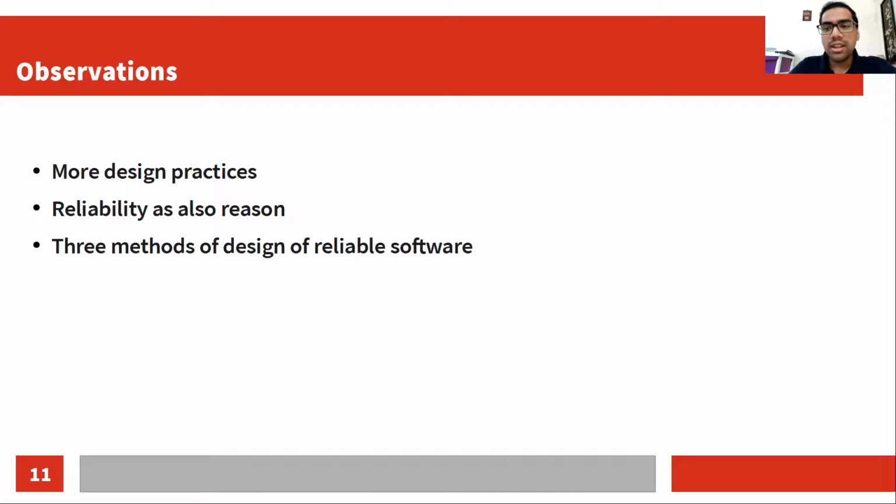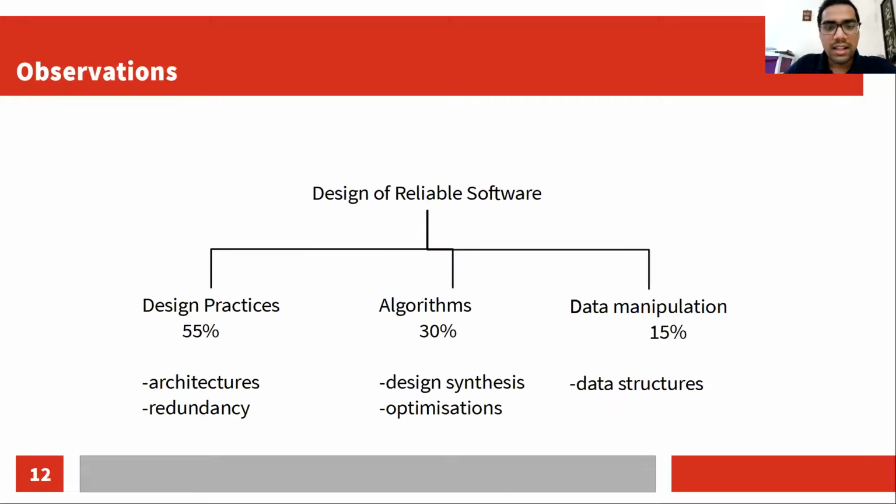And with all my analysis, I have defined 3 methods to design a reliable software. That is the major contribution of this paper. So this is what I found. Out of all the papers that talked about designing reliable software, half, or 55%, talked about direct design practices. 30% talked about algorithms, and 15% about data manipulation.